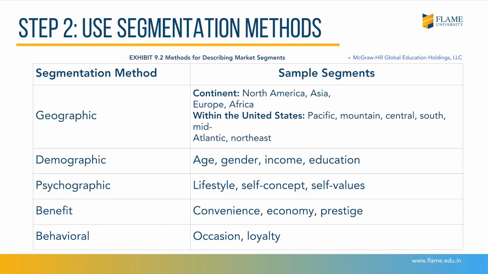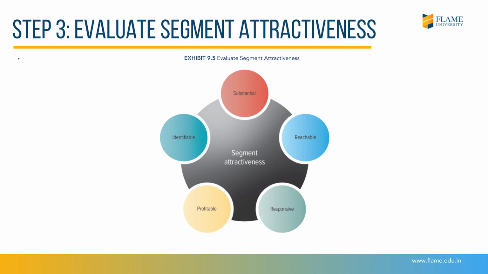Think about it. Step 3 includes evaluating segment attractiveness. It's not enough to identify a segment. You must assess if it's worth pursuing. There are 5 evaluation criteria: identifiable, substantial, reachable, responsive, and how profitable is this segment going to be. Let us look at the 5 evaluation criteria one by one.